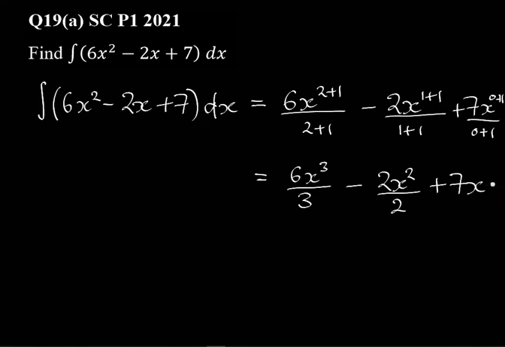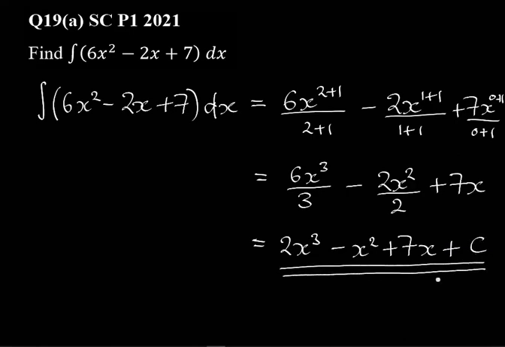What I would like you to do for now is that the next question, or even for this one, I hope you pause the video and then try to work it out and then see if you really got this. In fact, here we can simplify even further. Our final solution can be 2x to the power 3 minus x squared plus 7x, then our constant of integration. This is our final solution.